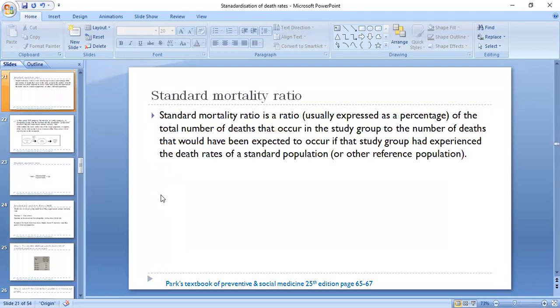Now, what is the standardized mortality ratio? Standardized mortality ratio is the ratio, usually expressed in percentages, of the total number of deaths that occur in the study group to the number of deaths that would have been expected to occur if that study group had experienced the death rates of the standard population.